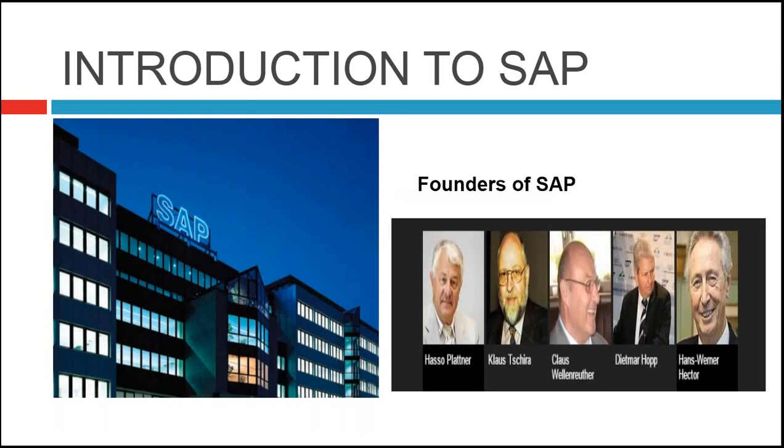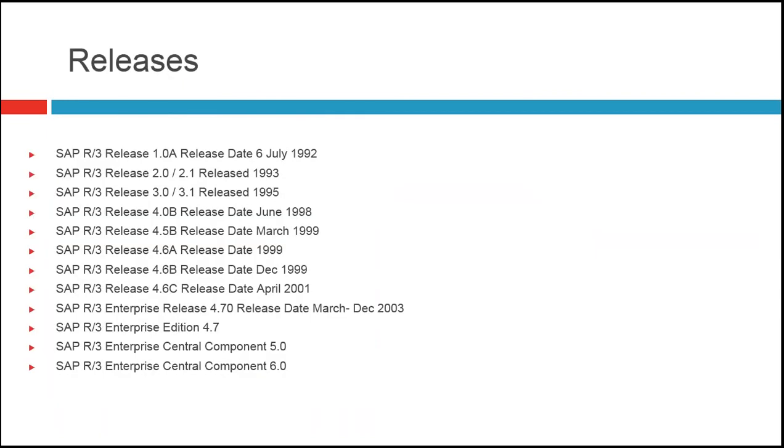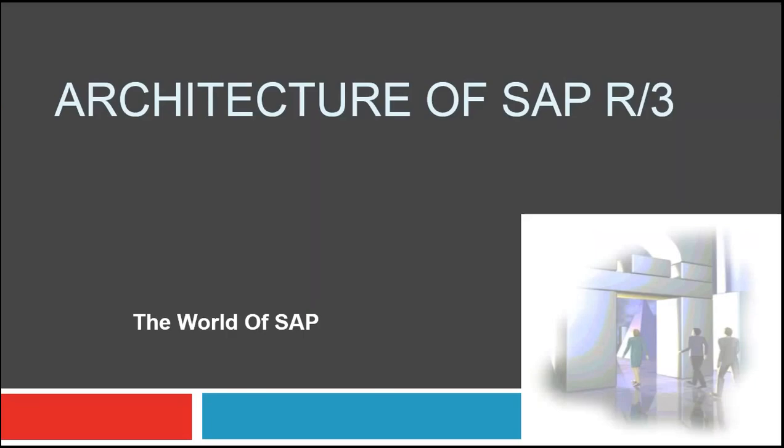We should not call it "sap", we should call it S-A-P. It started with release version 1.0 and has come to the latest version, ECC 6.0, which we call Enterprise Central Component or Enterprise Core Component. So let's see the architecture of the R/3 system.